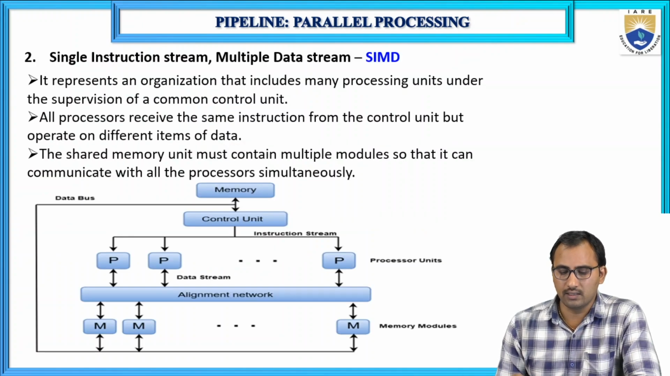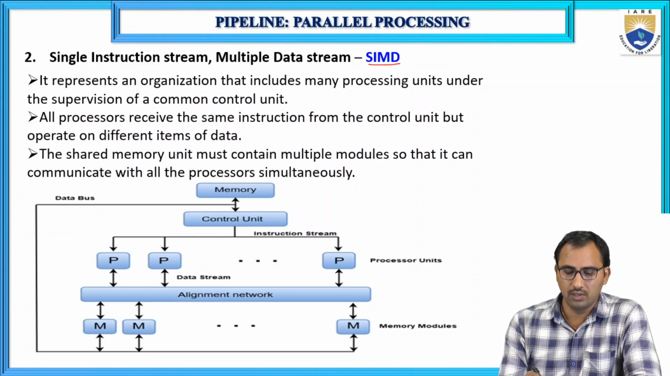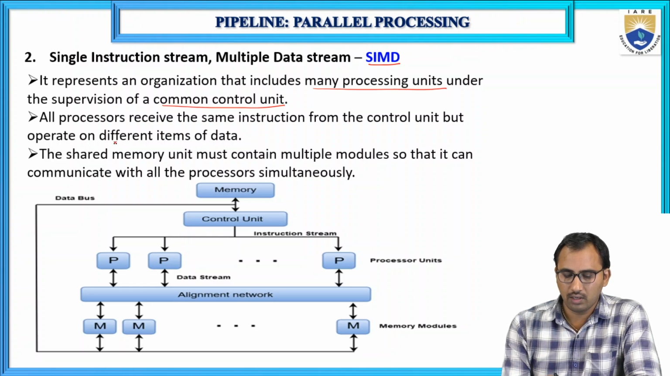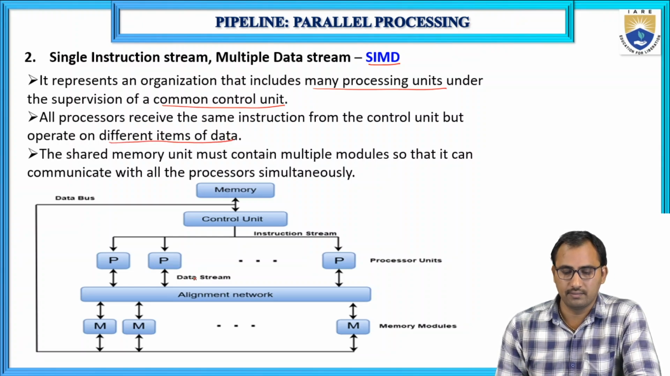And coming to the second type, that is SIMD, single instruction stream and multiple data streams. So it represents an organization that includes many processing units under the supervision of a common control unit, and all processors receive the same instruction from the control unit but operate on different items of data. The shared memory unit must contain multiple modules so that it can communicate with all the processors simultaneously.